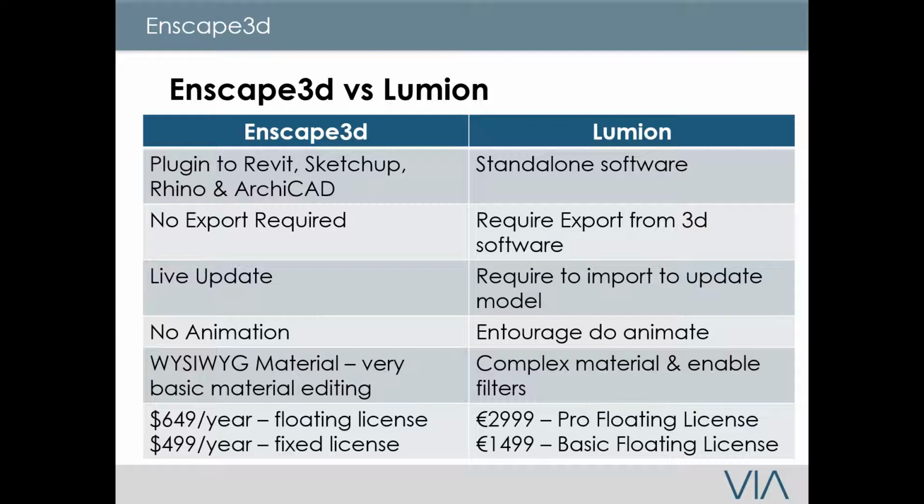Okay. And when it comes to costs, Enscape's pretty cheap. Okay, so that's like $649 if you want a floating license. If you want your own user license, it's $499. Whereas if you want to go with Lumion, it's like €3,000. Right, so it's about $4,000 Canadian. There's a difference between Pro and Basic. Pro just gives you everything, and Basic gives you about 33% fewer features than the Pro. Okay, so it really depends on what you want.